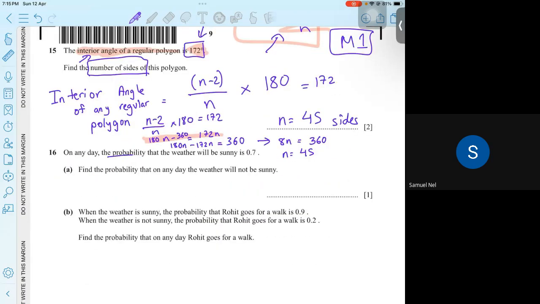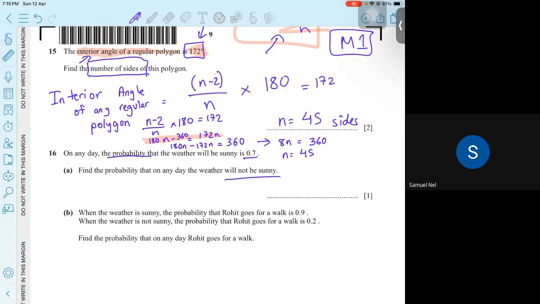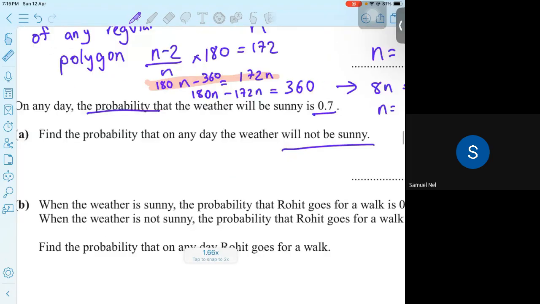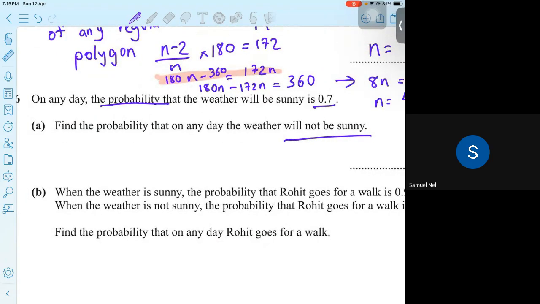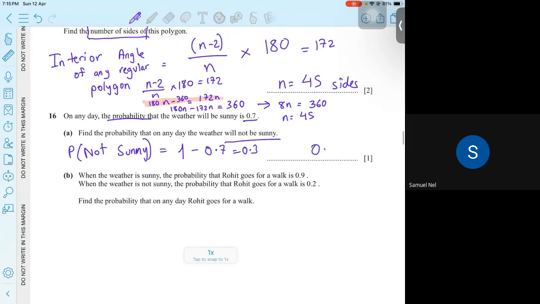The next question is of probability. On any day, the probability that the weather will be sunny is 0.7. Find the probability that on any day the weather will not be sunny. So we know that the sum of all types of probabilities should be 1, right? If there are multiple types of scenarios for any event, the sum of all of their probabilities should always be 1. That means if I am to find just P of not sunny, this should be 1 minus 0.7, which is just 0.3. A very simple answer. And even if you didn't write this, you just get B1 for this.